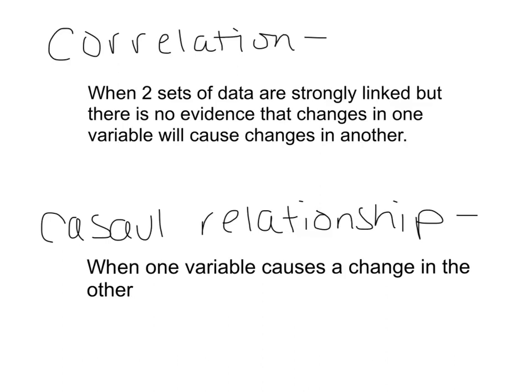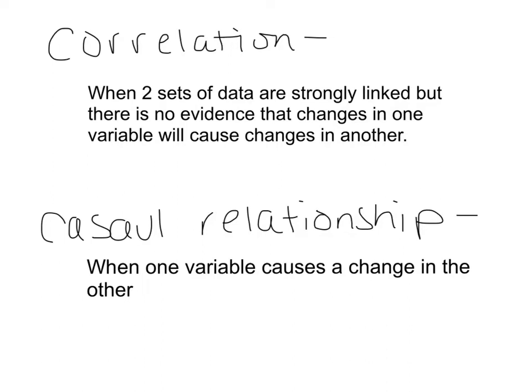Okay, so before we actually start making some scatter plots, we need to have a few vocab terms here. First of all, a correlation is when two sets of data are strongly linked, but there's actually no evidence that changes in one variable will cause a change in the other. So an example of this would be the number of people living in a city and the number of mailboxes that are there. There's most likely a correlation, but there's no evidence that the number of people living in the city will necessarily make the number of mailboxes go up.